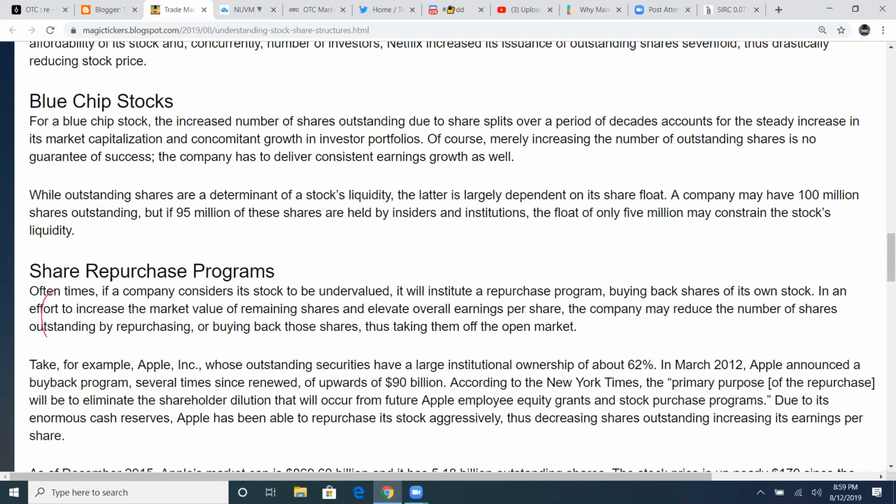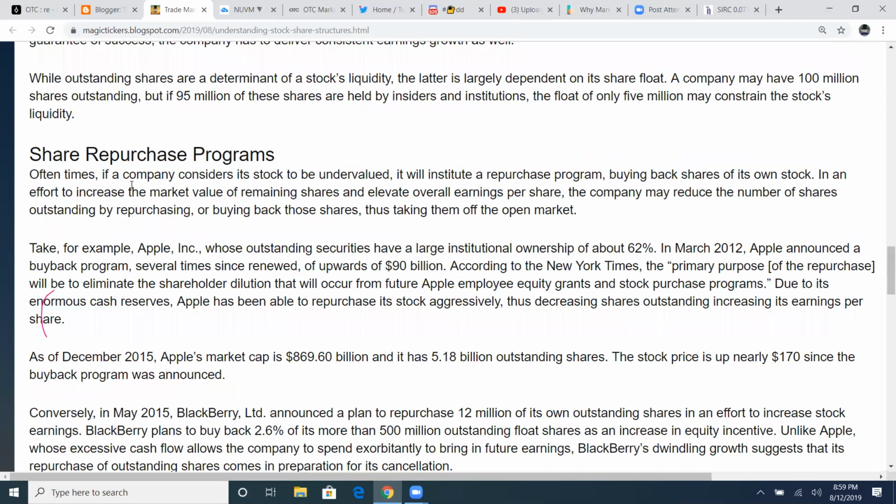Share repurchase program. Oftentimes, if a company considers its stock to be undervalued, it will institute a repurchase program. And this is very attractive. I think VYST did this. I think they did $100,000 worth of share buyback. They bought $100,000 of their own shares, and automatically it becomes attractive to investors that, hey, this company is actually buying some of their shares back from the open market, and they become restricted.